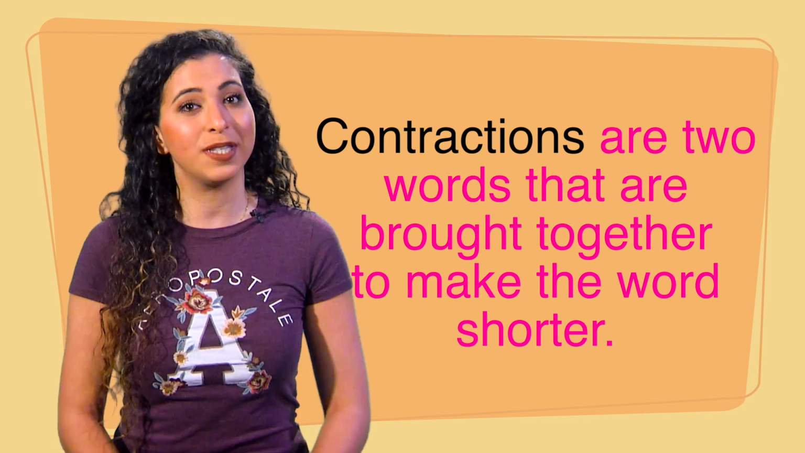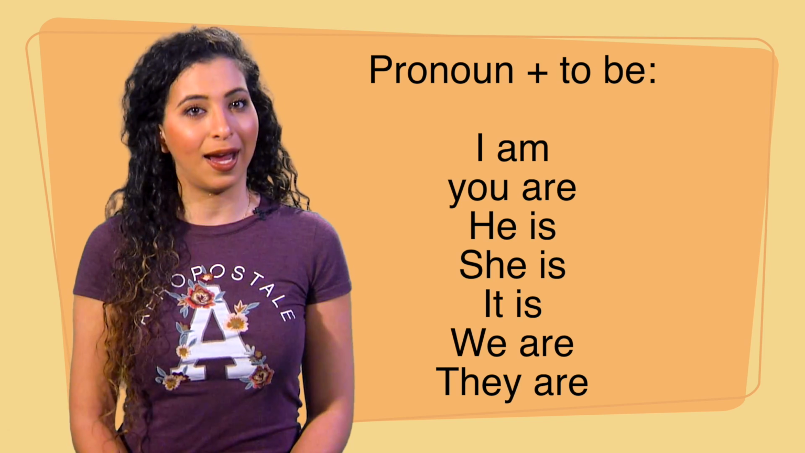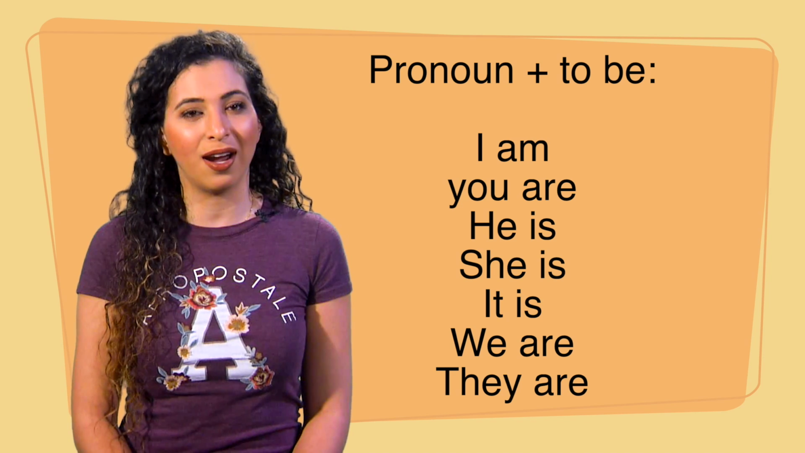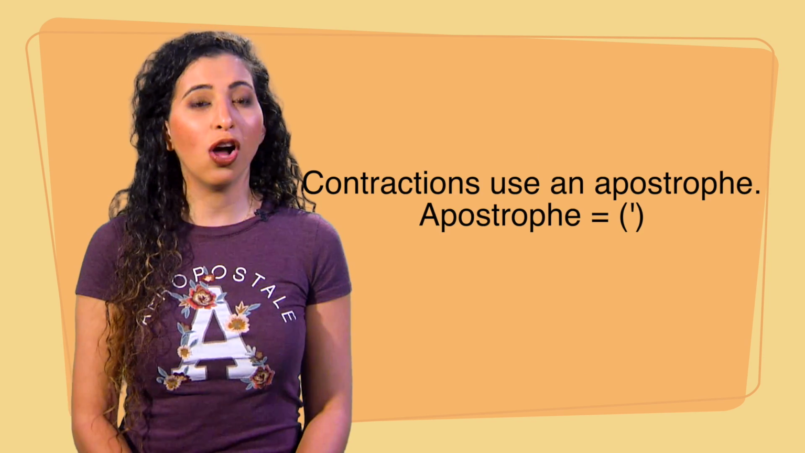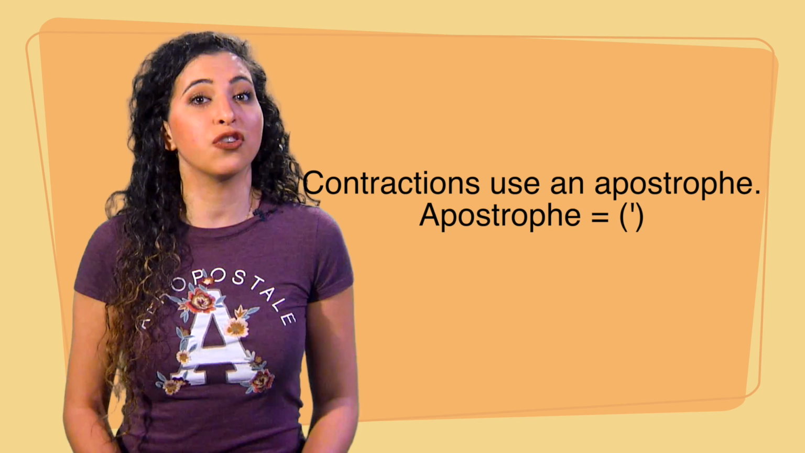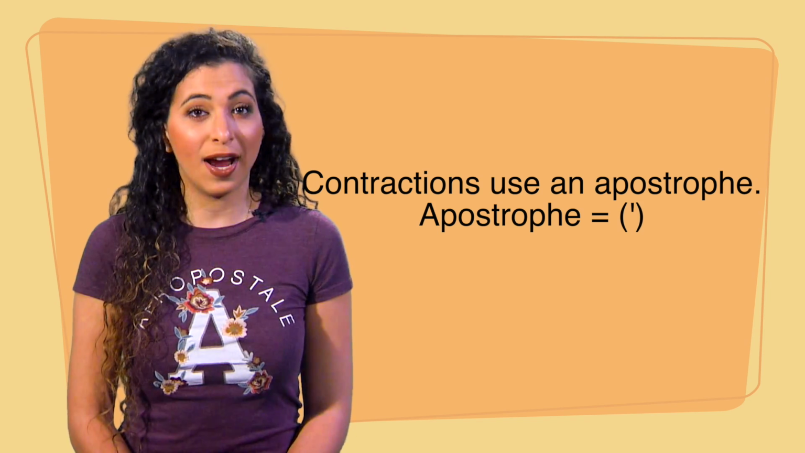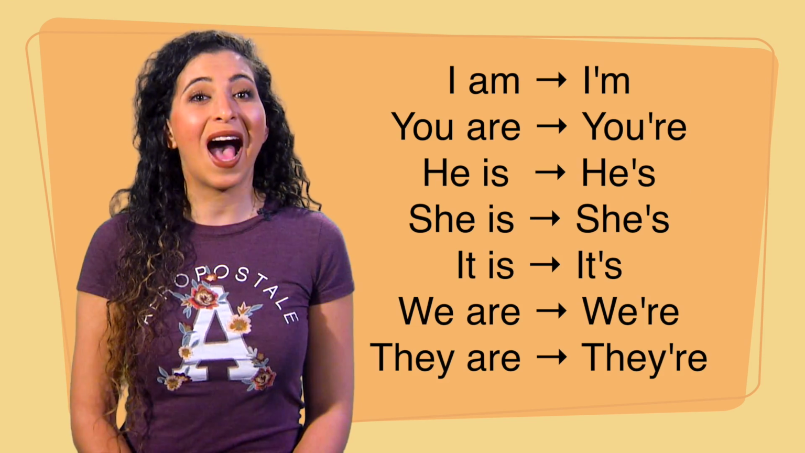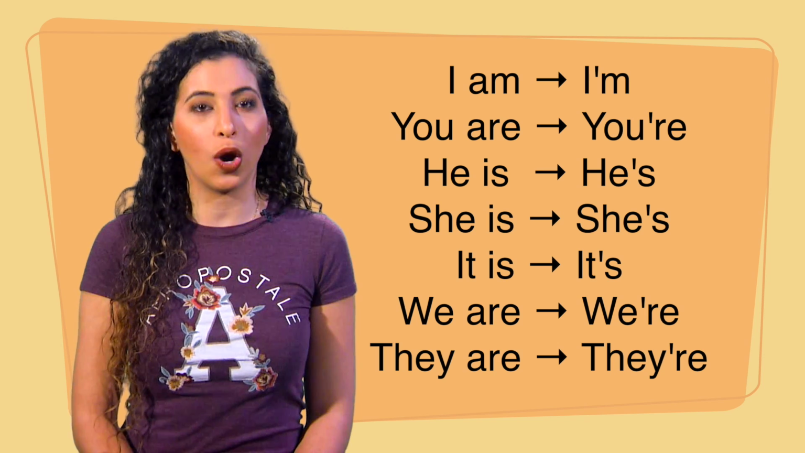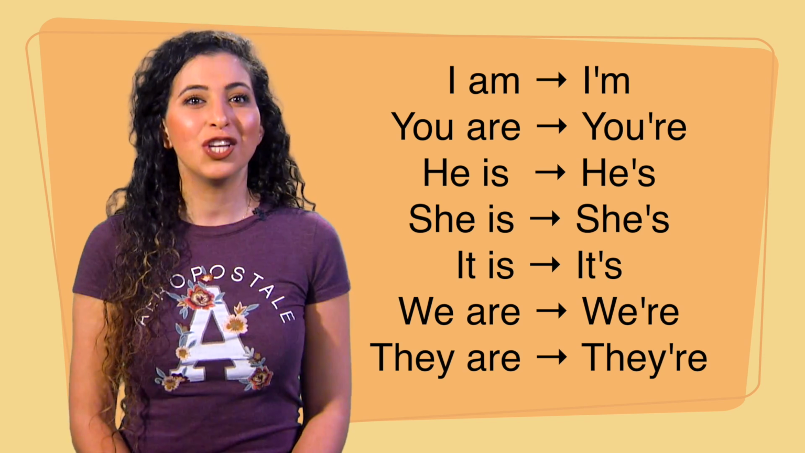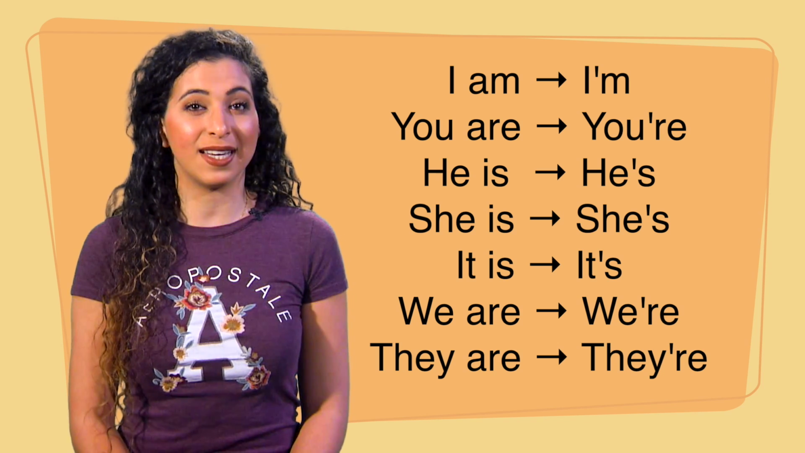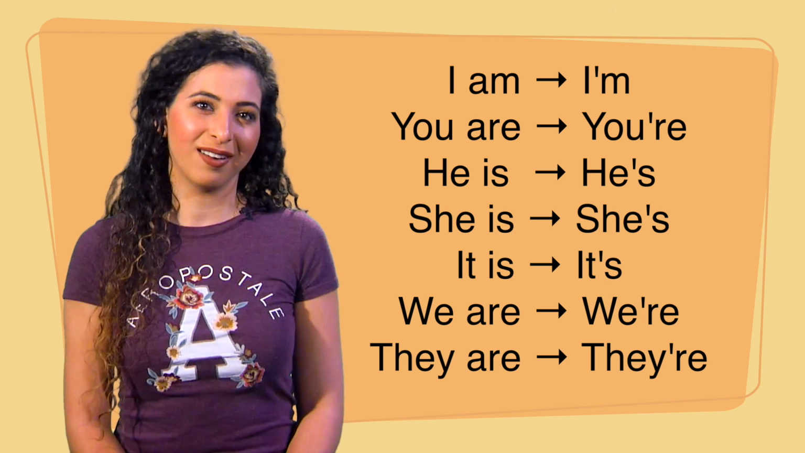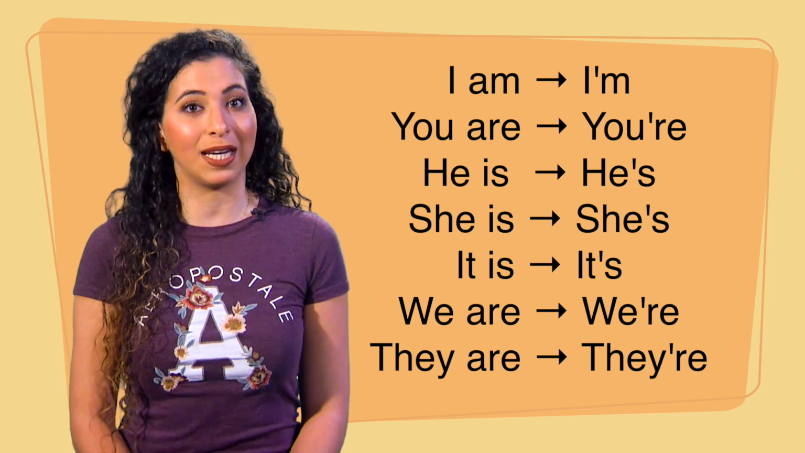When conjugating the verb to be with pronouns, we have I am, you are, he is, she is, it is, we are, and they are. Now, all of these pronouns have a contraction. We can tell there's a contraction when we use an apostrophe. I am becomes I'm. You are, you're. He is, he's. She is, she's. It is, it's. We are, we're. They are, they're. We can use these contractions when we're speaking or writing.